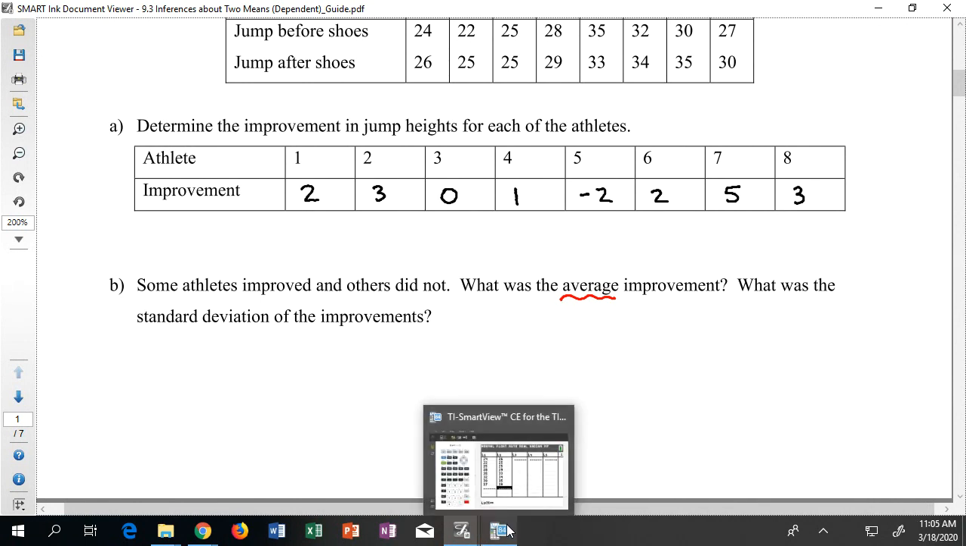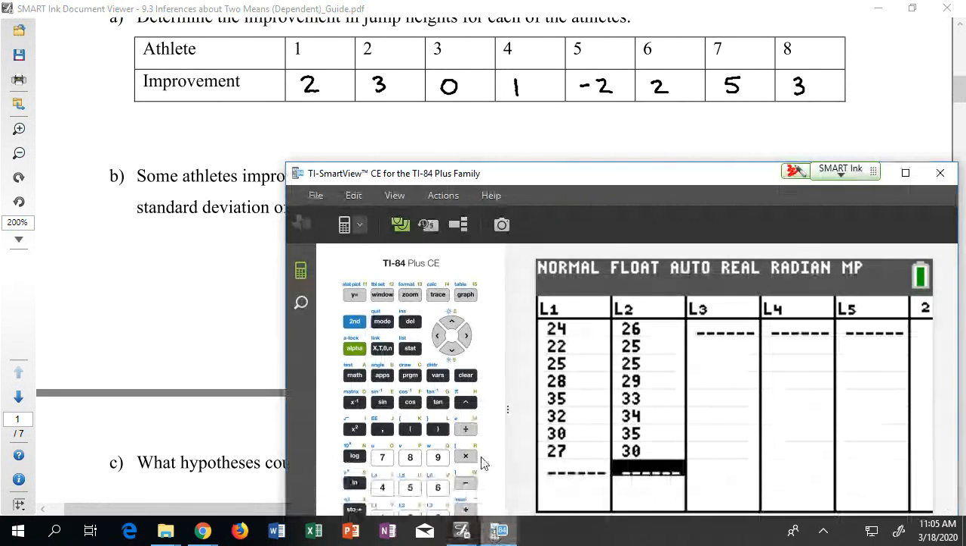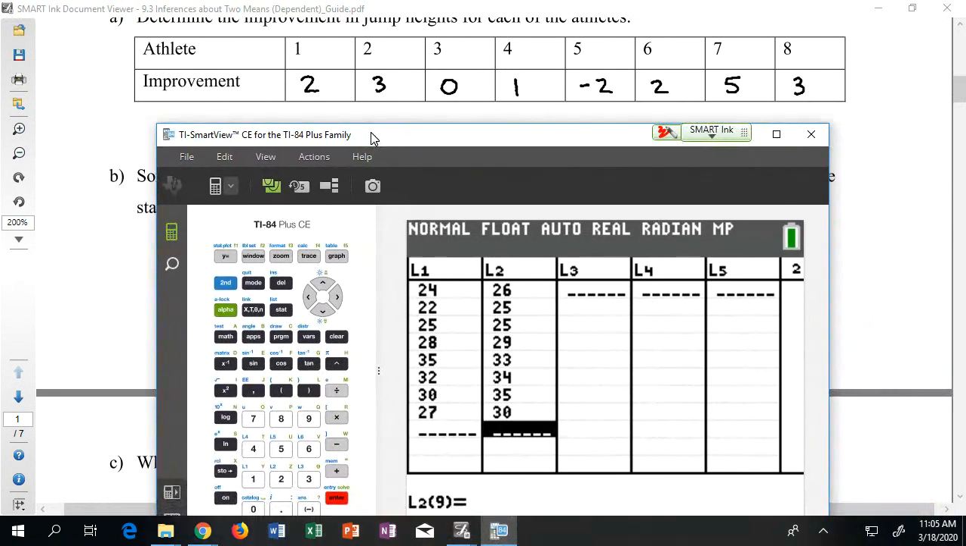So I'm going to go to the calculator here really quickly to see how I can get these numbers into the calculator. I've actually already gone ahead and typed in the original values from the lists for my before jumps and my after jumps here. And I would ask that you pause the video and try to do the same thing. So I'm going to show you a way that we can actually calculate all of these improvements very, very quickly in the calculator. So pause the video, make sure you get these entered, and then you can click play again to resume.